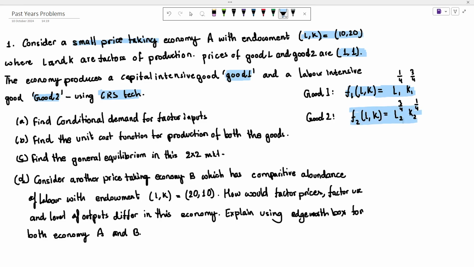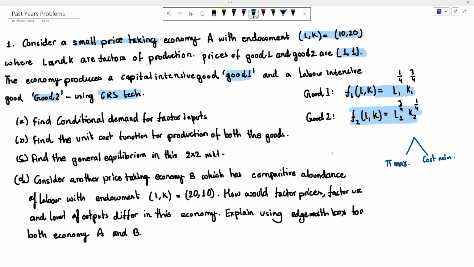And now what do we need to do? First we need to find the conditional demand for factor inputs. Essentially we need to do the entire general equilibrium thing. We need to find everything, but there are two ways to do this. One is the profit maximizing approach, and the other one is the cost minimizing approach, right? So both of them yield the same result. They are duals of one another.